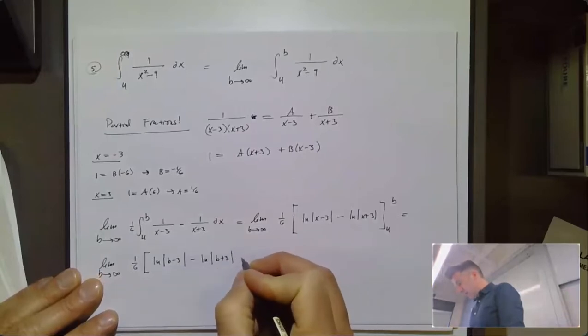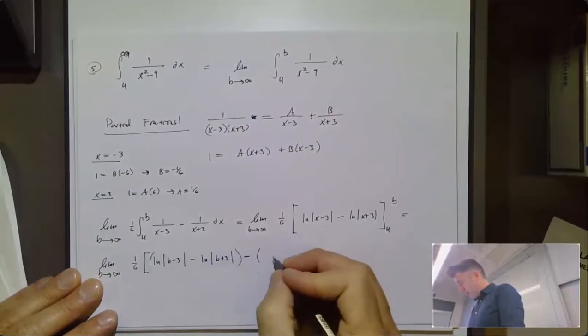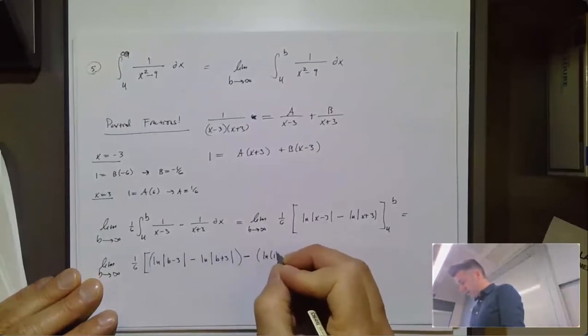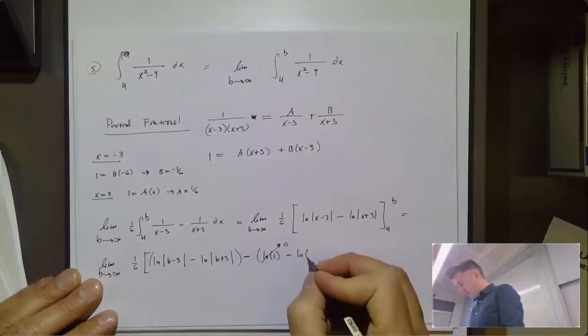And then we're going to have minus the natural log of 4 minus 3, which is the natural log of 1. That's going to be 0. Minus the natural log of 4 plus 3. That's the natural log of 7.